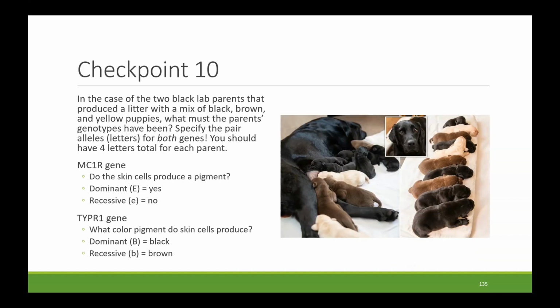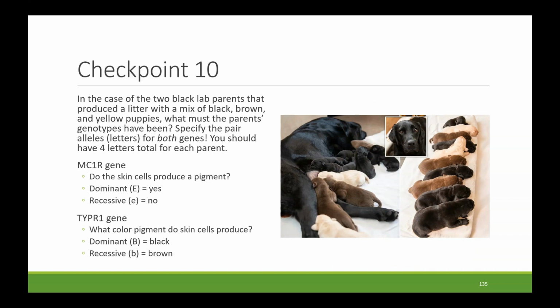So for our final checkpoint of this lecture, we're going to turn our attention back to the case of the 2 labs who produced a mixed litter of black, brown, and yellow puppies. And I'd like you to tell me what the parents' genotypes must have been for this to be the case. Remember, the parents were the 2 black labs, but they produced all 3 different possible colors of puppies. And remember, there's 2 traits here. One of them is, do the cells make a pigment? And what color is the pigment is the second trait.